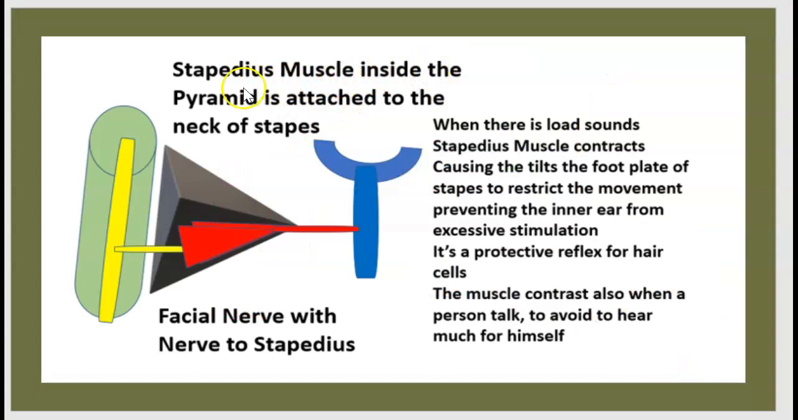The stapedius muscle inside the pyramid is attached to the neck of the stapes. When there is a loud sound, the stapedius muscle contracts, causing a tilt of the footplate of the stapes to restrict the movement, preventing the inner ear from excessive stimulation. It's a protective reflex for hair cells. The muscle also contracts when a person talks, to avoid hearing too much of himself.